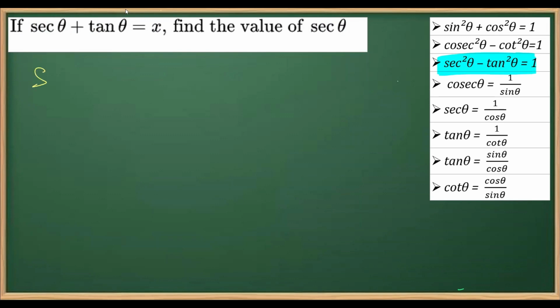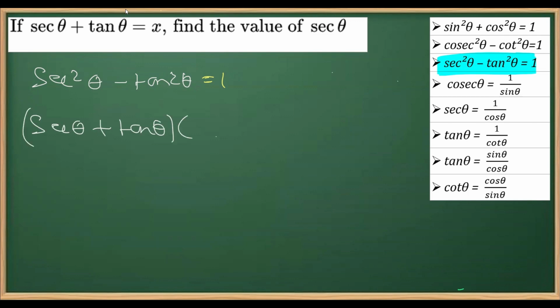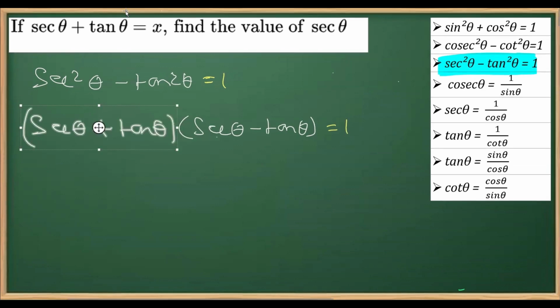This is because I'm not starting with LHS or RHS. I'm simply writing this identity, that is sec² minus tan² is equal to 1. And using the algebraic identity that a² minus b² is (a plus b) into (a minus b), it's going to be (sec plus tan) multiplied by (sec minus tanθ), which is equal to 1. Now figure out that we actually know the value of sec plus tan.